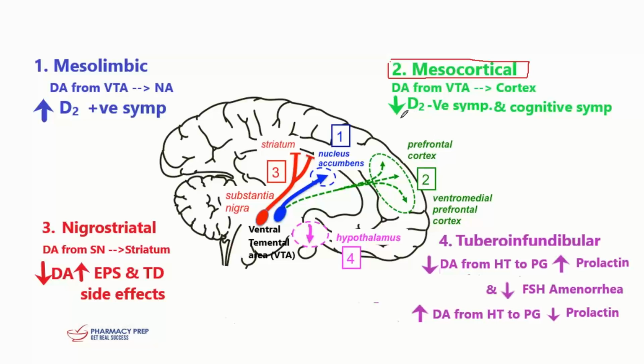In the mesocortical pathway, there is a deficiency of dopamine. Just keep in mind, that's a very high yield point. Many students understand that an increase in dopamine causes psychosis. That is true, but only relevant to the mesolimbic pathway and positive symptoms. However, in the mesocortical pathway, a deficiency or decrease in dopamine activity can lead to the negative symptoms.